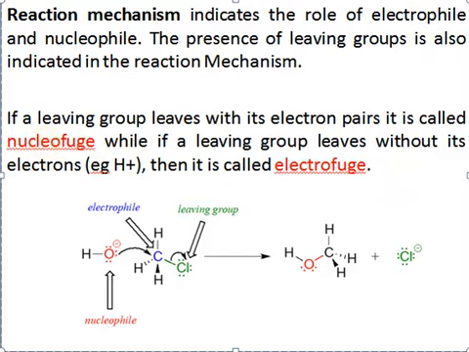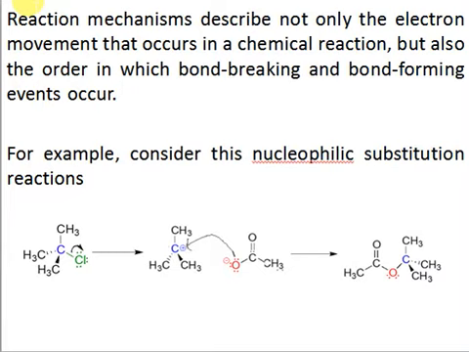Right, so the reaction mechanism does not only indicate the movement of electrons that occurs during bond formation, but it also indicates the order in which bond breakage and bond forming occurs, right? So some reactions involve bond formation and bond breakage simultaneously, right? So a bond is being broken and a bond is formed at the same time. But some other reactions involve firstly the bond breakage and then bond forming. So the reaction mechanism also indicates what's the order of bond breakage and what's the order of bond formation.